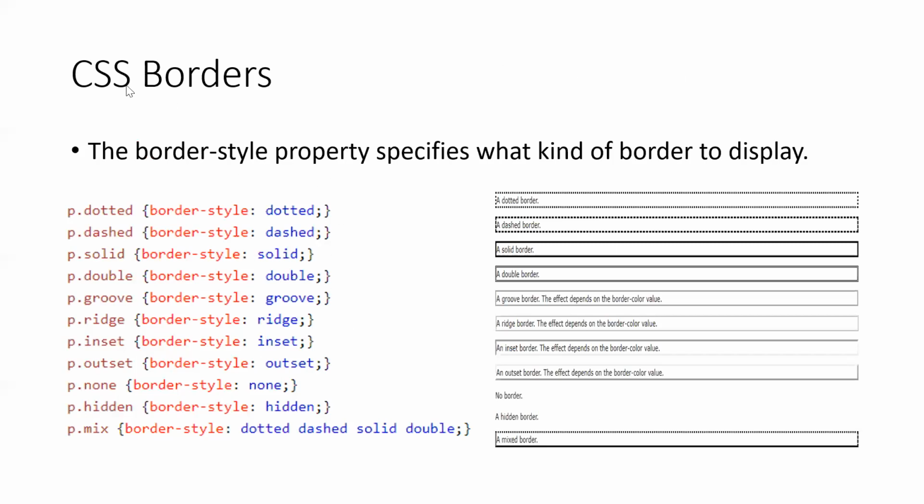Now, for example, here you can see the borders. As we can see, we have a solid border, you will have something like this. But then there are border styles like dotted, dashed, double, groove, ridge, inset, outset, none, hidden.